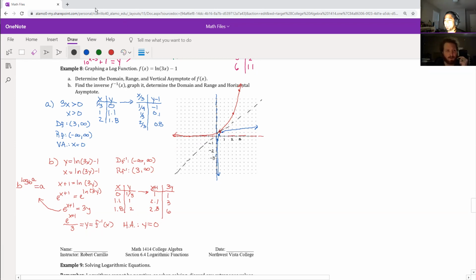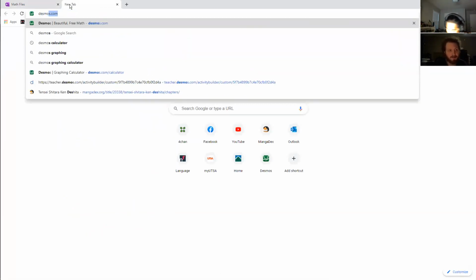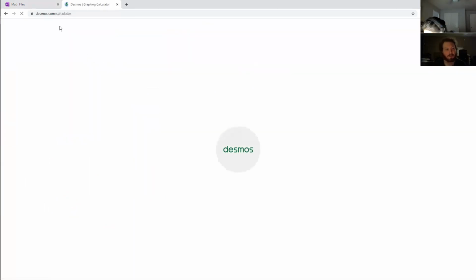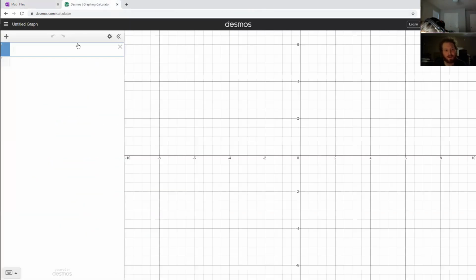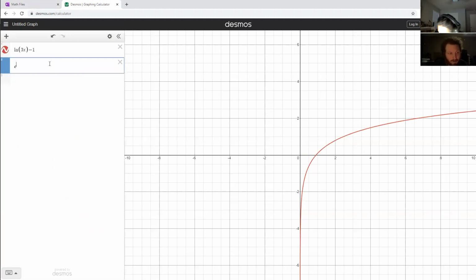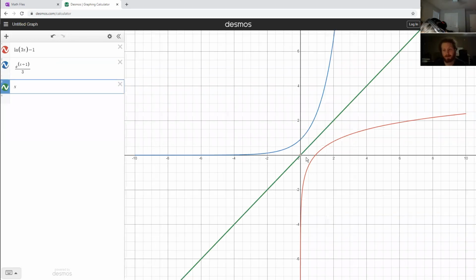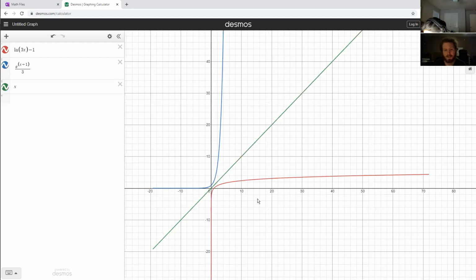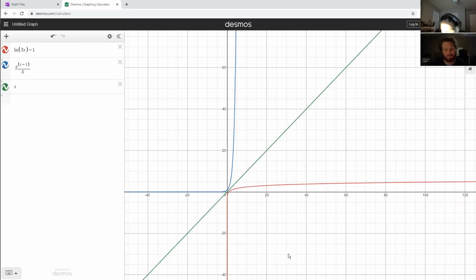If we go to Desmos real quick, so you can see a better graph of this. Okay, so what were our original functions? ln 3x minus 1, and then e to the x plus 1, plus x plus 1, divide 3, and then we'll just graph x. And look at that. It's perfect. Just pretend this is the one I did. But yeah, and that's pretty much it.